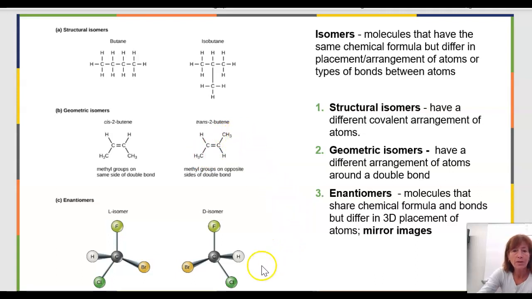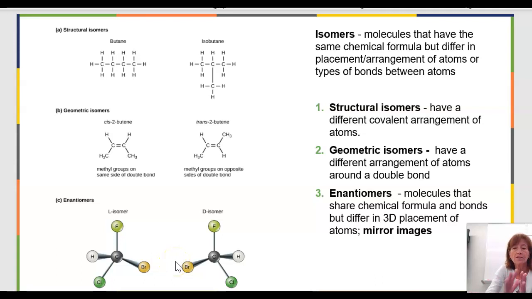And then probably the one that's the strangest here is called an enantiomer. What these are is just mirror images of one another. You can see that the atoms that surround the central carbon are exactly the same, but one has a left or L orientation and one is called a D isomer. You kind of think of it as right. These are mirror images of each other, so they can't be superimposed. You can't put one on top of the other.